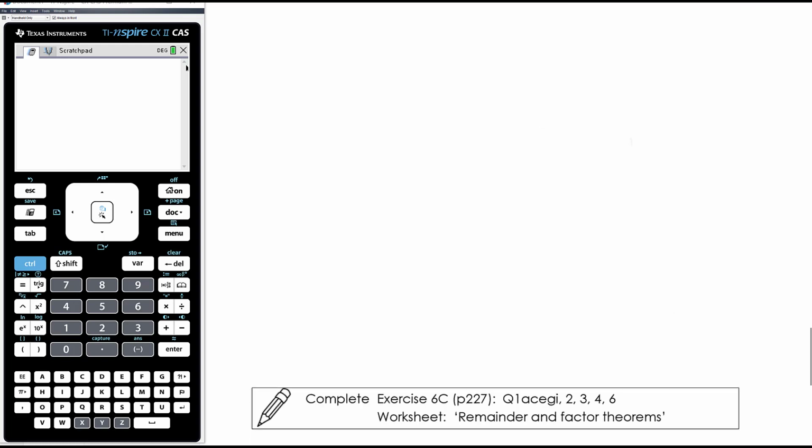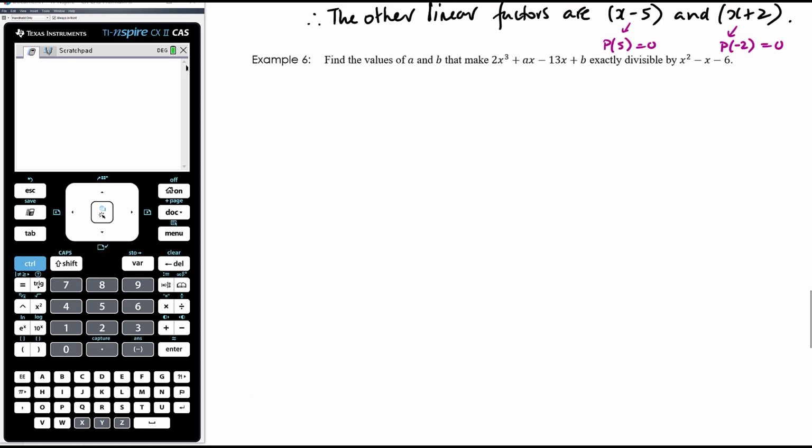Okay, final example here. Let's just do one more example where we've got some unknown coefficients. Find the values of a and b that make 2x cubed plus ax squared minus 13x plus b exactly divisible by x squared minus x minus 6. Sorry, that should be ax squared. My apologies, just fix that.